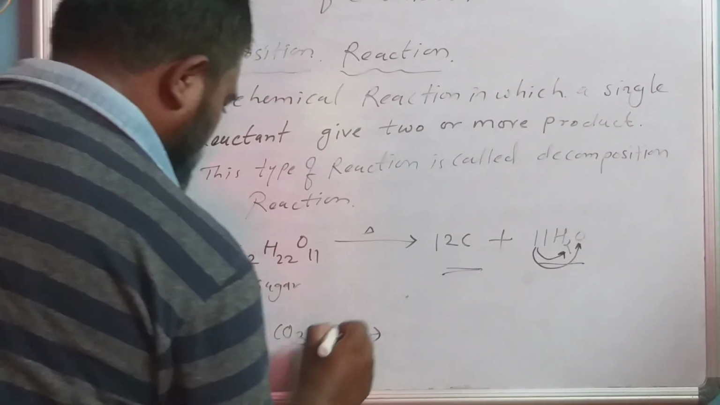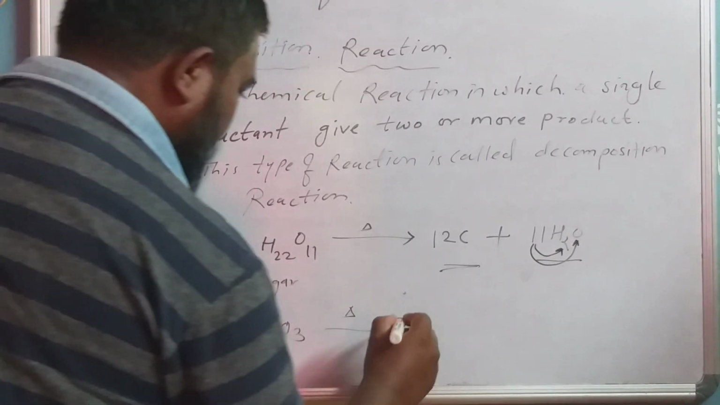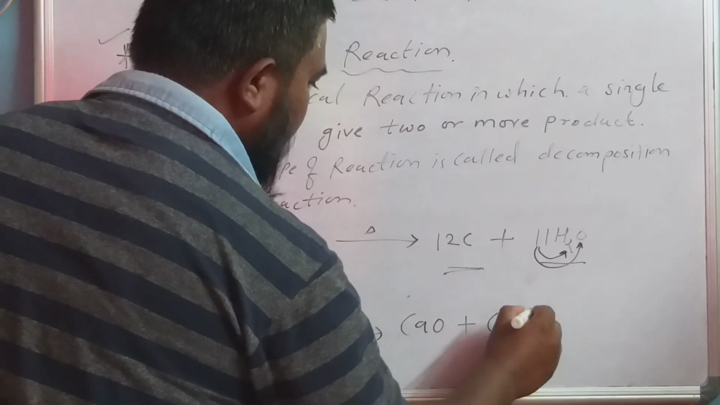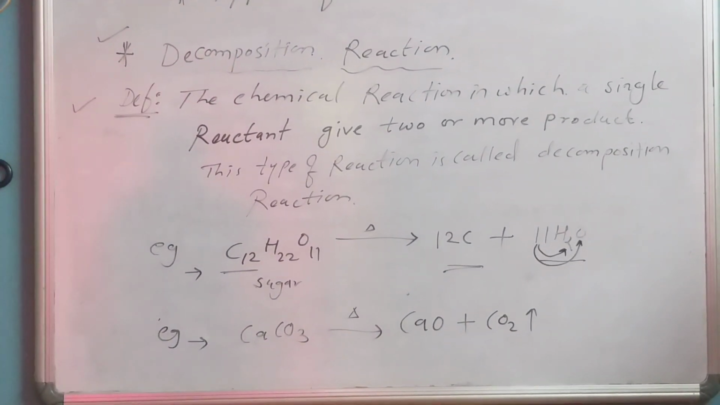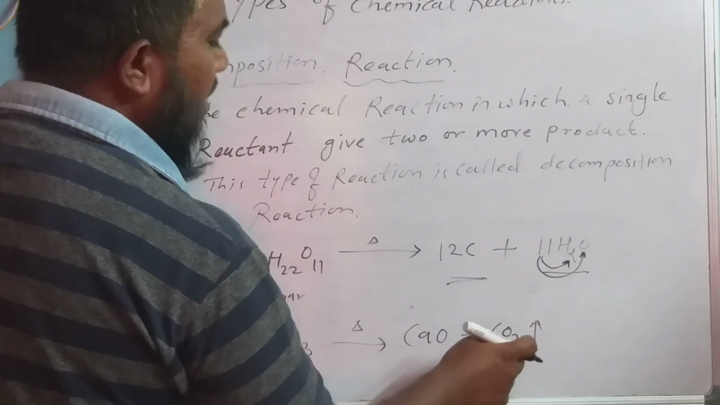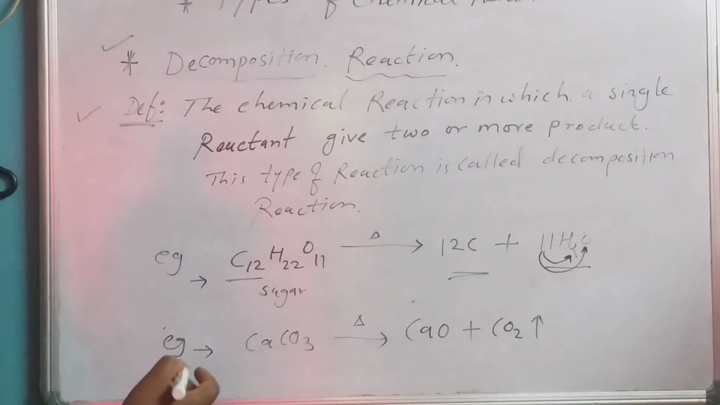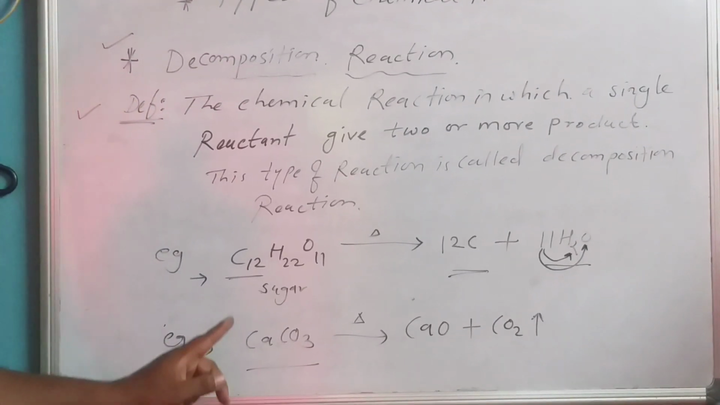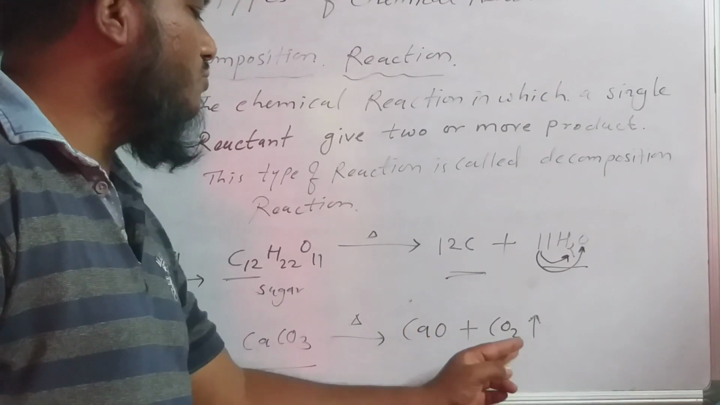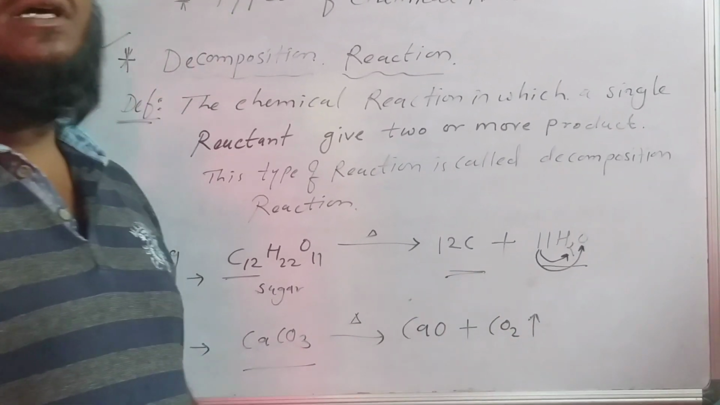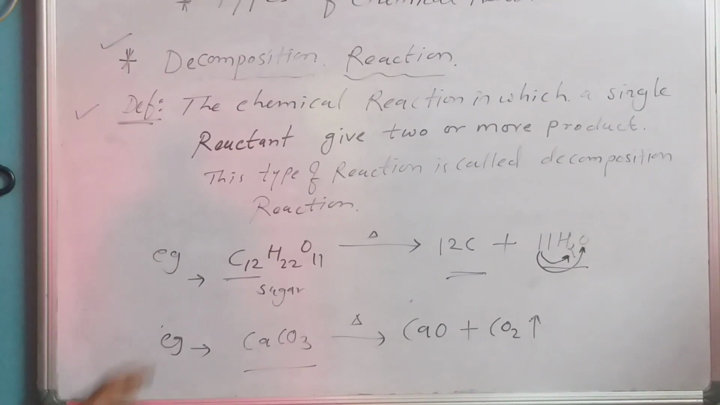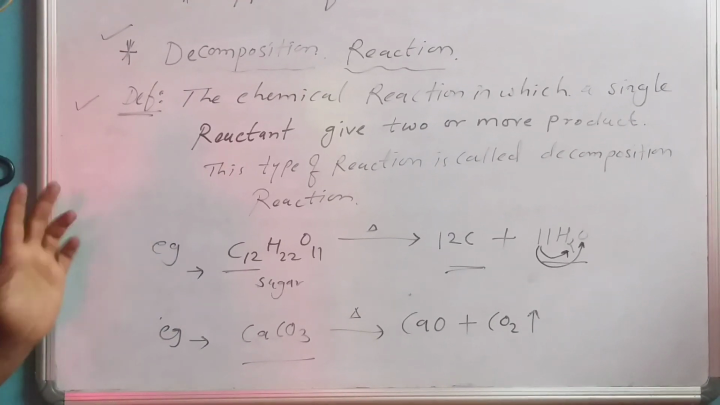CaCO3 on heating gives CaO plus CO2. Now this arrow which is written after the product, pointing upward, means carbon dioxide gas is evolved. When we heat calcium carbonate, it will decompose into two parts, that is calcium oxide plus carbon dioxide. These are the two examples and definition. Everyone has to learn this definition and example.